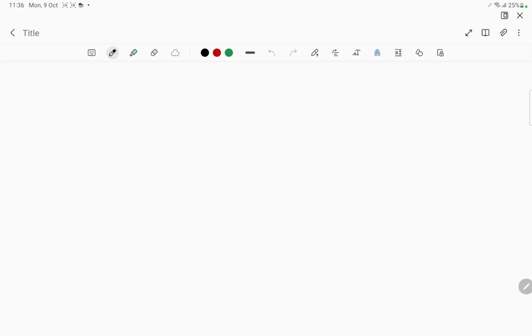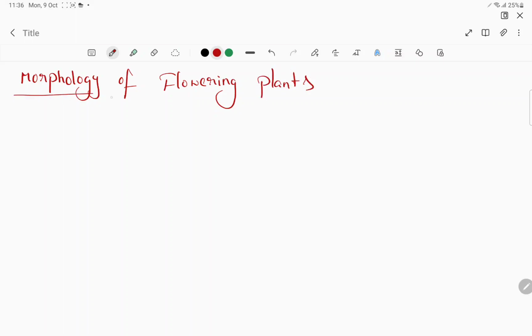Yeah, hello. So let's talk about Brassicaceae. Coming to the morphology of flowering plants, which has been updated in the new NCERT. So coming to the flower, now we are talking about the family Brassicaceae. We can otherwise call it Cruciferae.